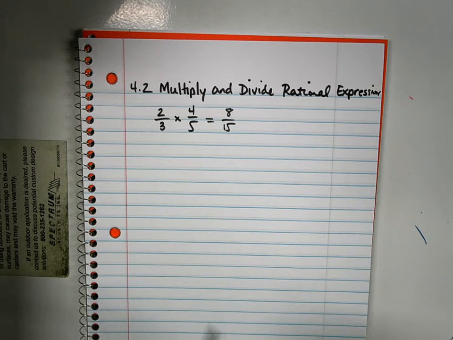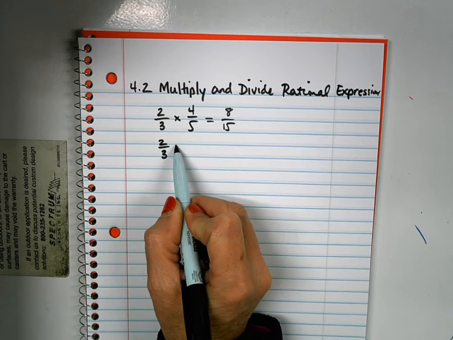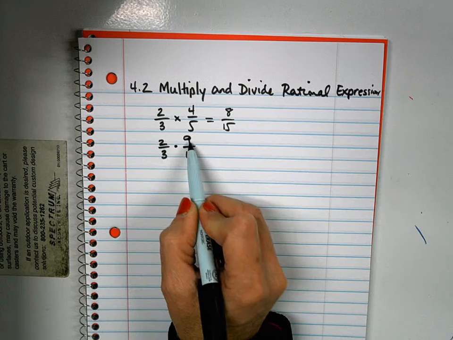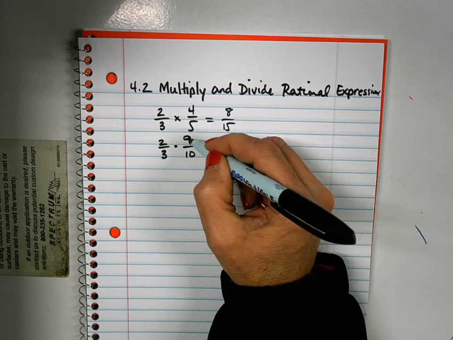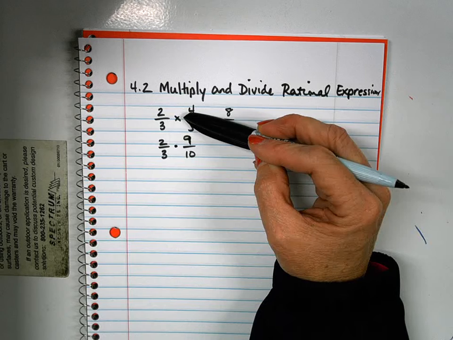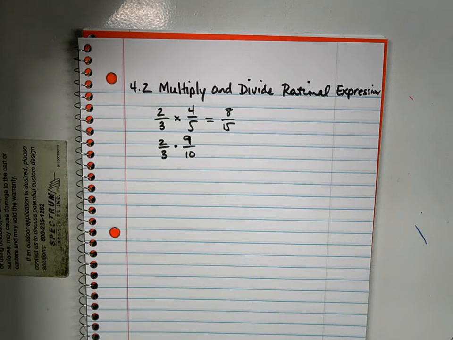Okay. If you had something like 2/3 times 9/10, now I'm going to put the point for multiplication, because when we start throwing in the letter x, we don't usually use the x symbol because it could be confusing. So we'll put that for multiplication. You could multiply 2 times 9 and 3 times 10, and get 18 over 30 and then try to find common factors from there. But there actually is a better method.